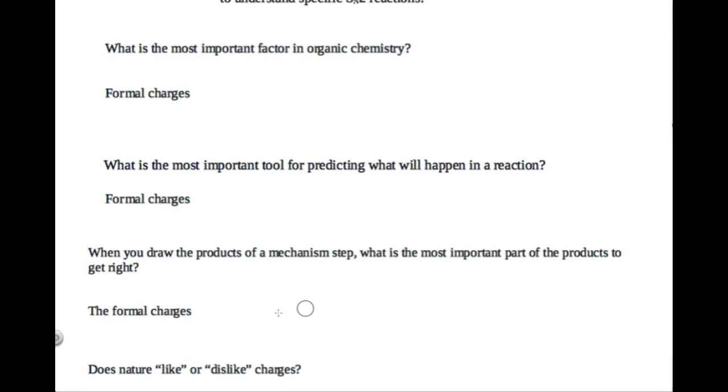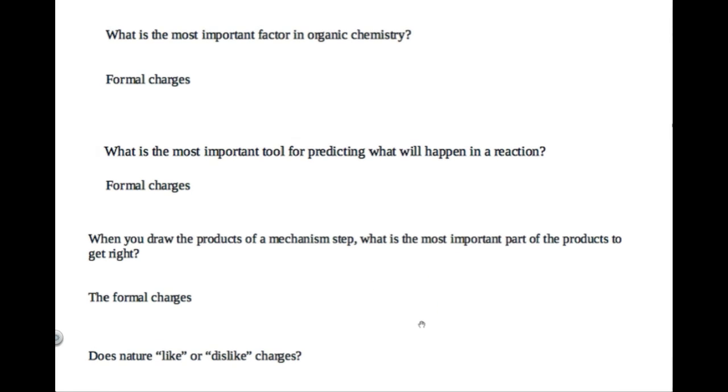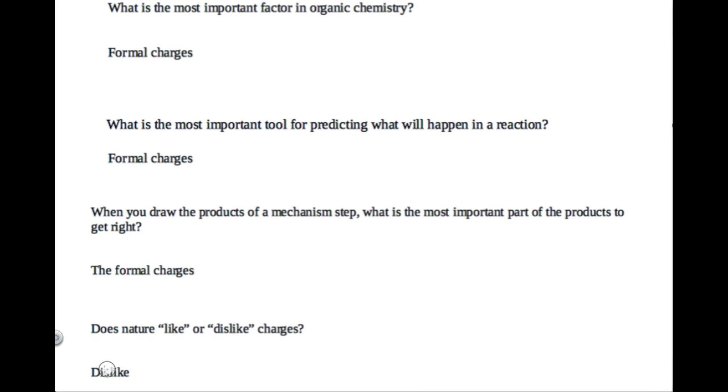Next question. Does nature like or dislike charges? I hope you came up with an answer to that. The answer is nature dislikes charges. Of course, nature isn't really a person, but oftentimes in science, it's helpful to personify nature and pretend that nature acts like a person to give us a better intuition. So we'll get a better intuition for Ochem if we pretend that nature is like a person who dislikes formal charges.